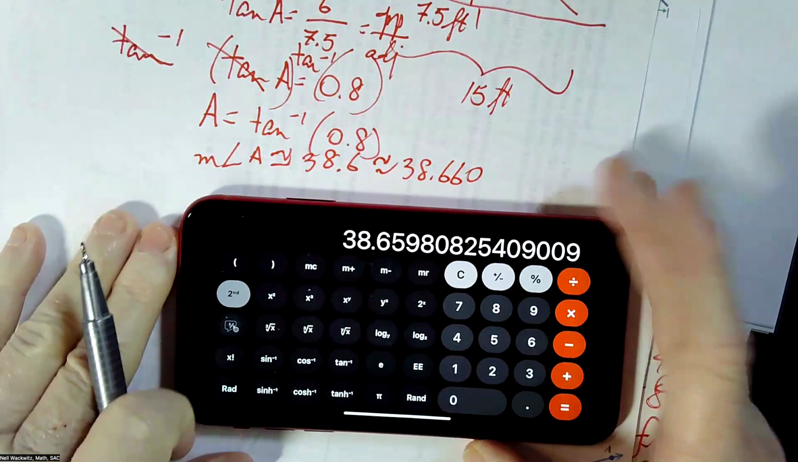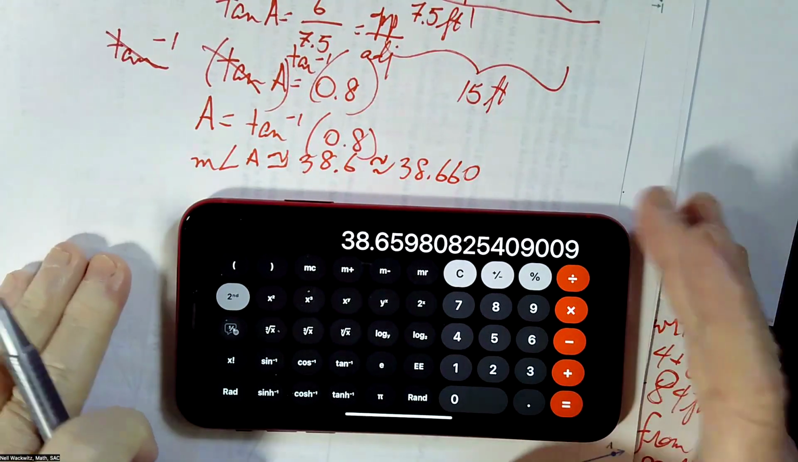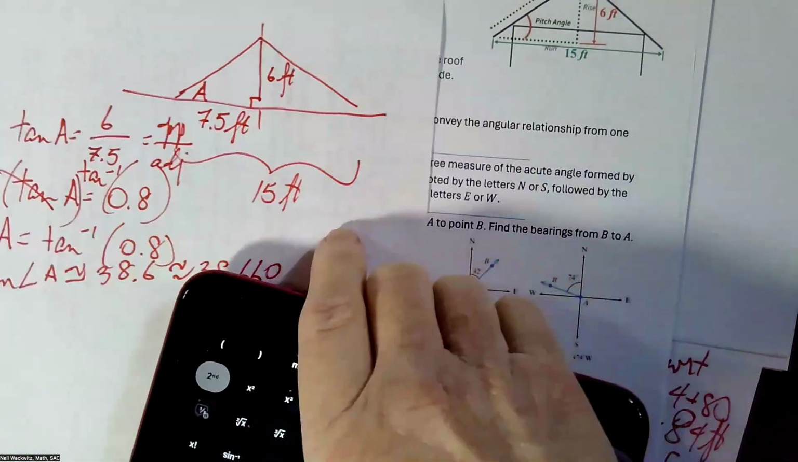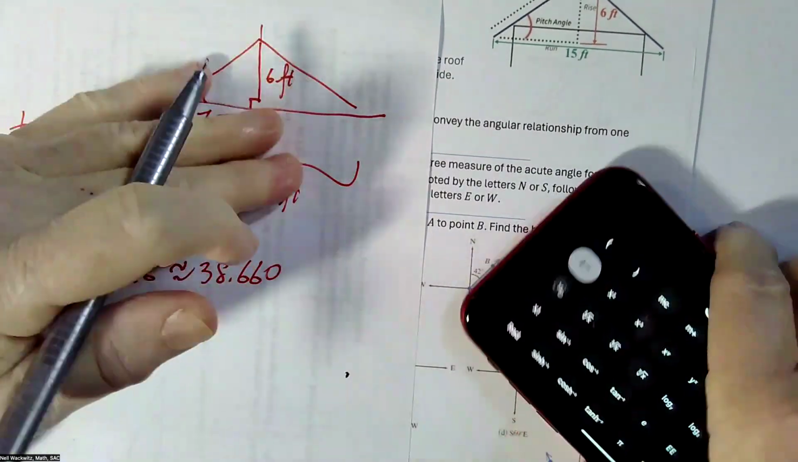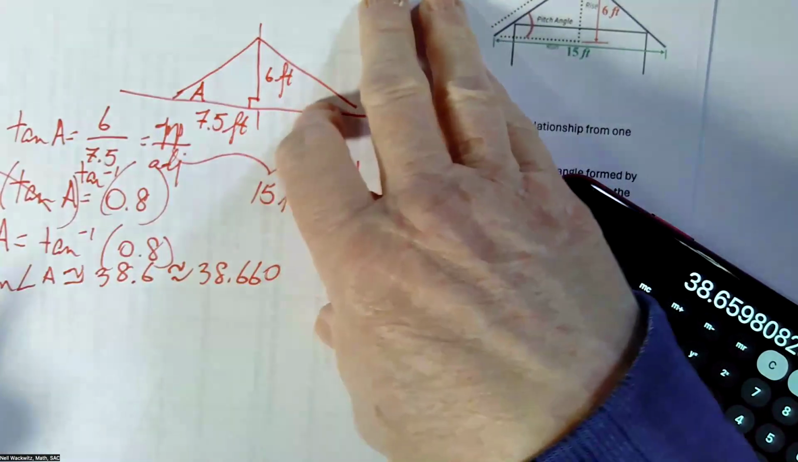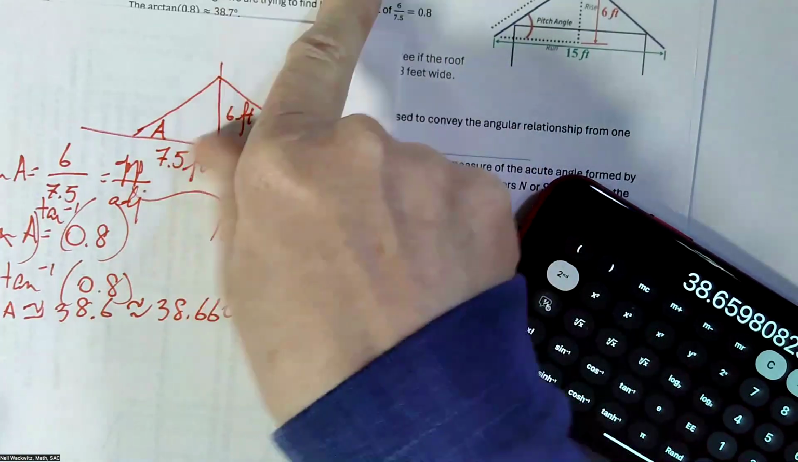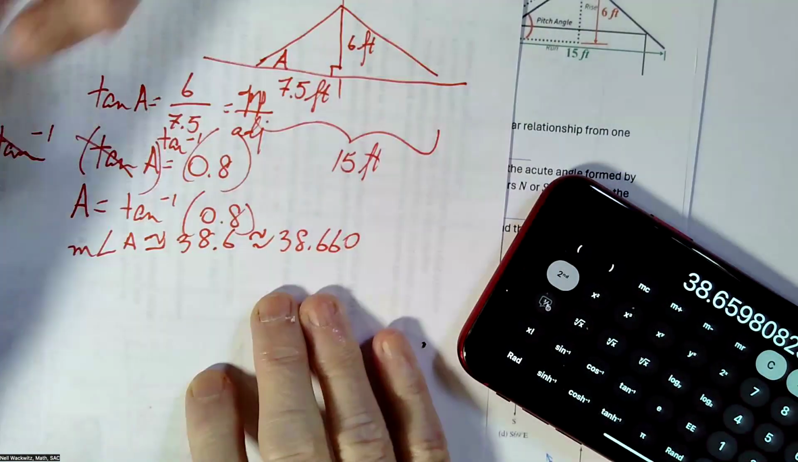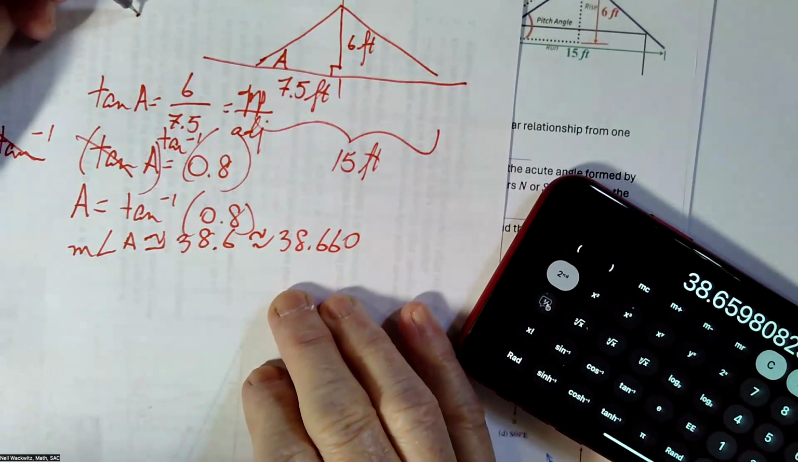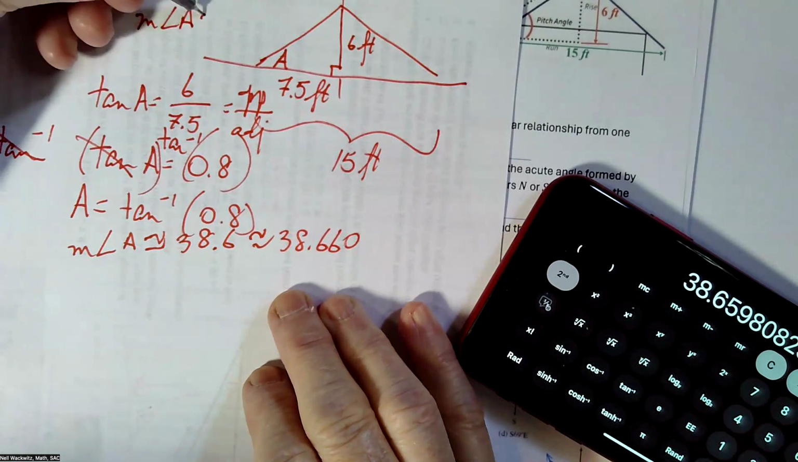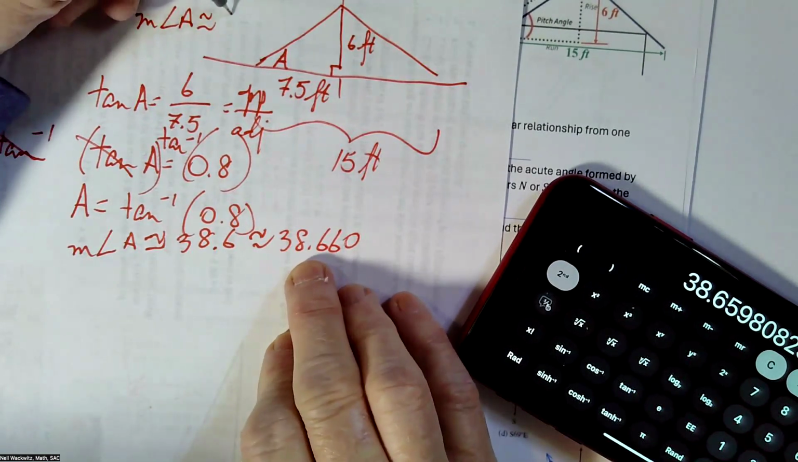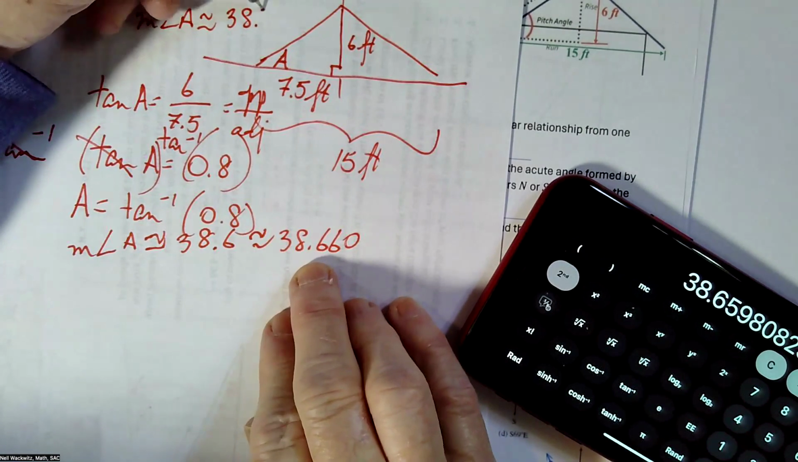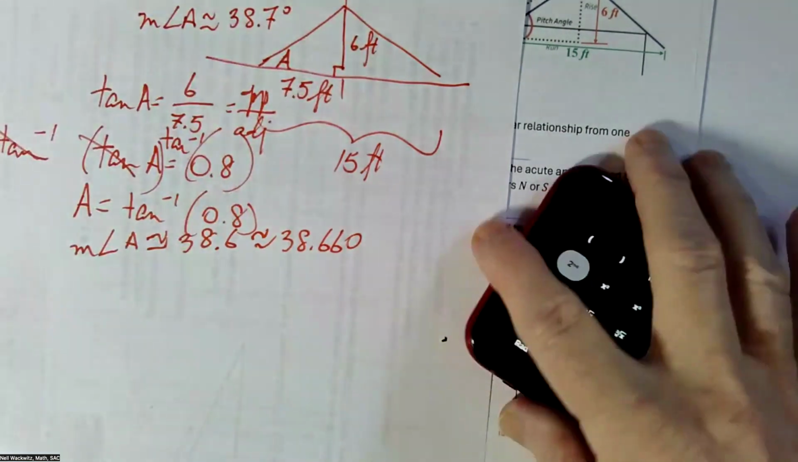I just wanted to show you rounding if you have a 6 there. So let's go back. They wanted the answer to the nearest tenth of a degree. So angle A is approximately 38.7 degrees.